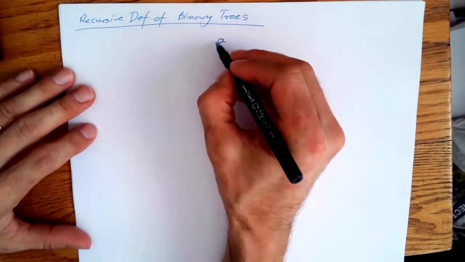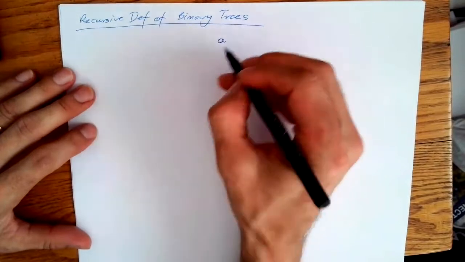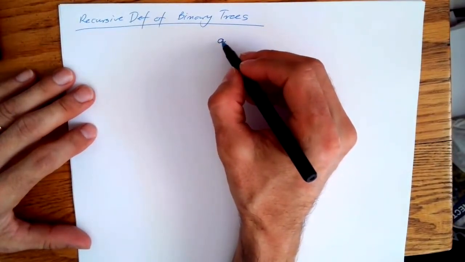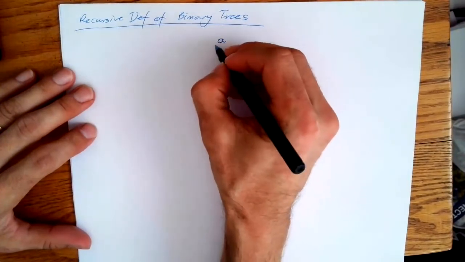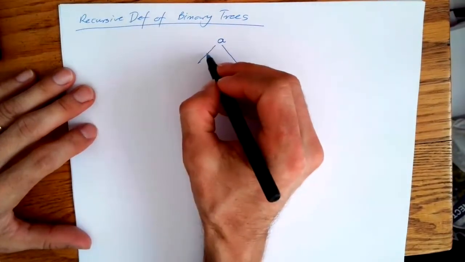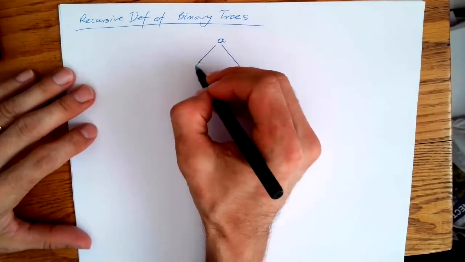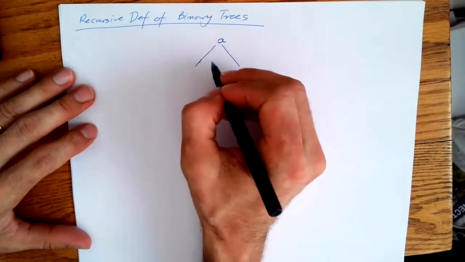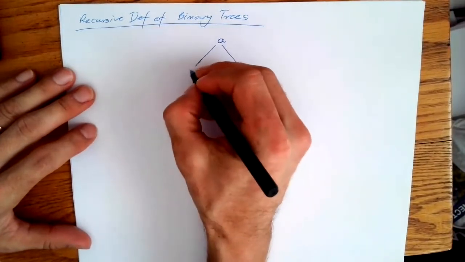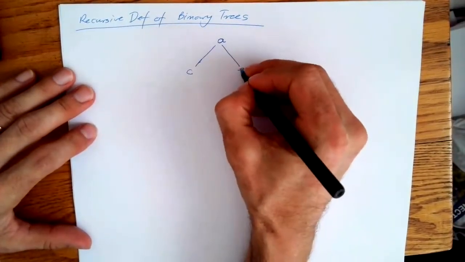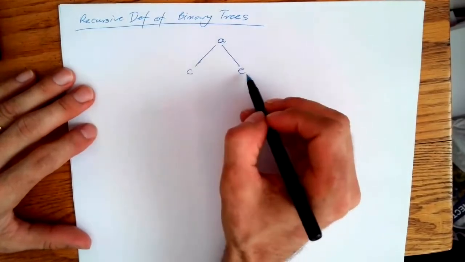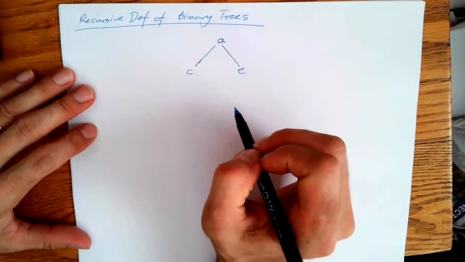So they are drawn vertically with some vertex on top. That vertex is called the root of the tree. And the word binary means that every vertex has at most two branches going down. These are called children. And they end with some other vertices. So let's say C and E. This thing is called the left child of A, and E is called the right child of A.